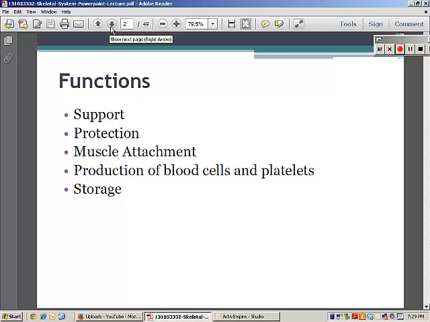Our bones are also a site of attachment for our muscles. Of course, we want that to happen, because if our muscles were not attached, then they would be pretty useless to us. So it's very important that we have an attachment site for them.